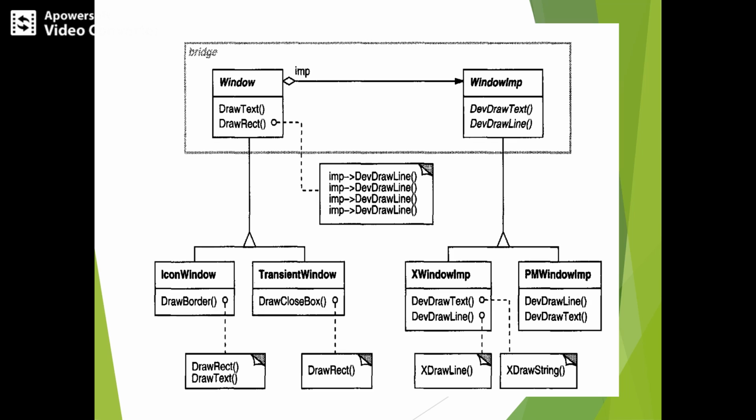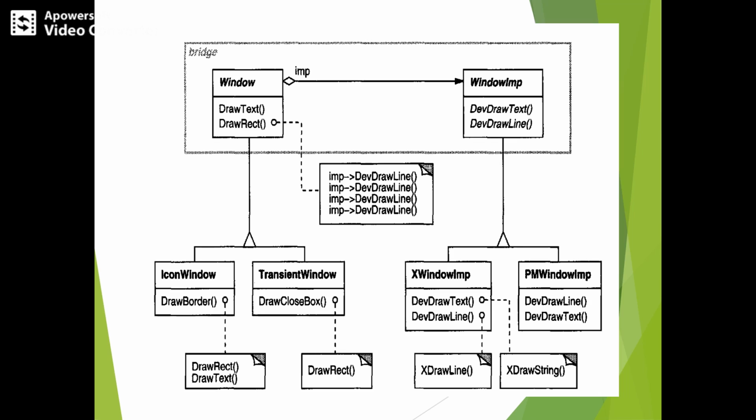According to the bridge design pattern, because we have made this interface an abstract implementation, we have made WindowImp a bridge for this. So the actual window will have a separate class implementation here. The actual window will implement IconWindow with operations like DrawBorder or DrawRect or DrawText. Another one is TransientWindow, with DrawCloseBox and DrawRect.